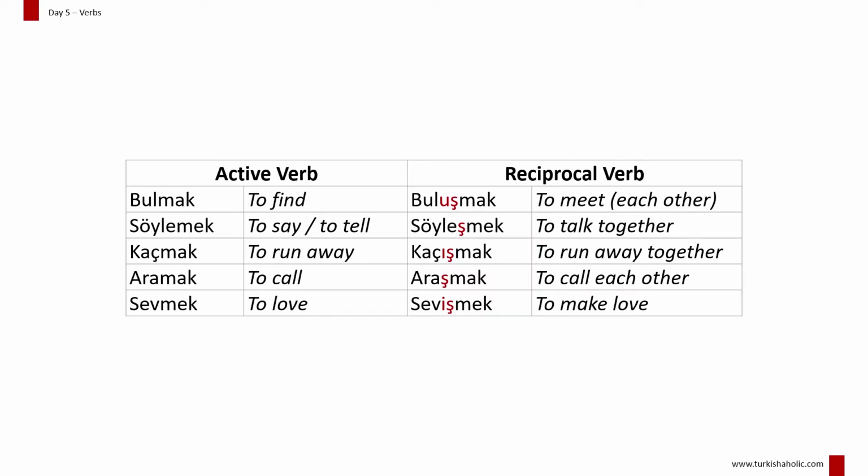Reciprocal verbs indicate that the action is done together with another person. In English, we generally add "one another" after the verb, but in Turkish, the suffix ı, i, ü and the ş sound is added right after the verb root, which can give the same meaning to a verb. Bulmak, buluşmak, söylemek, söyleşmek, kaçmak, kaçışmak, aramak, araşmak, sevmek, sevişmek.